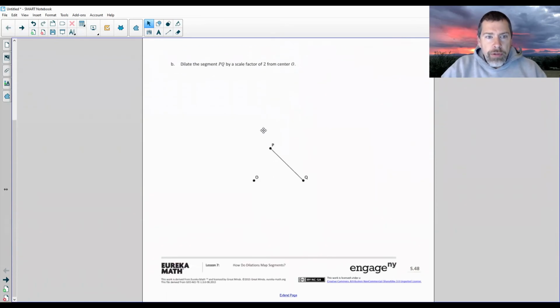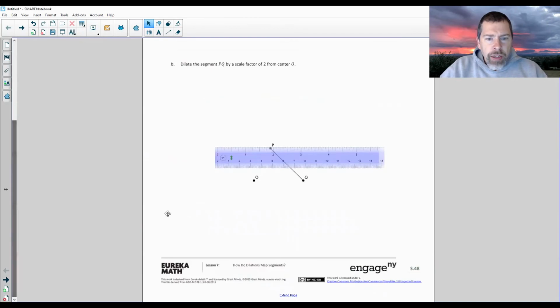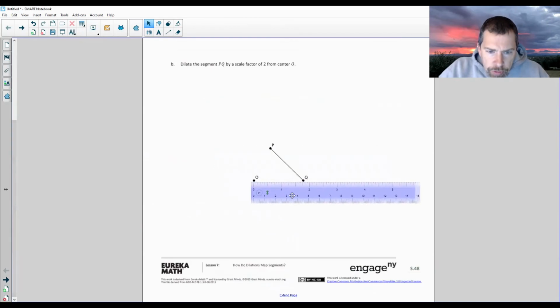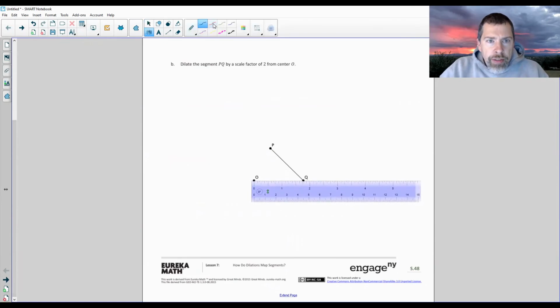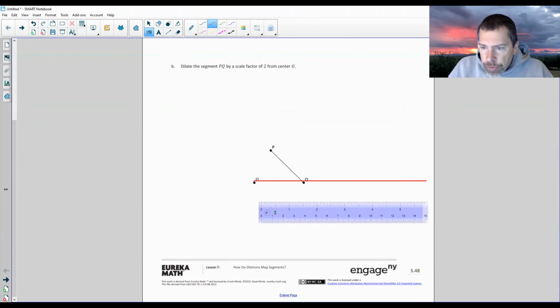So now let's do that. B says dilate the segment PQ by a scale factor of 2 from center O. So what you do is you get your ruler and scroll to the top of the screen to get it. Put your ruler with 0 on O, like so. Draw a segment or a ray from O through Q. So that there is ray OQ.